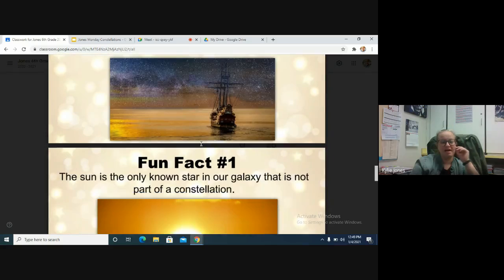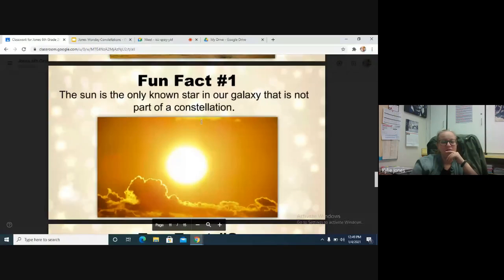And then fun facts. The sun is the only known star in our galaxy that is not part of a constellation. So the sun is actually a star. It's the brightest star, as far as I know, not connected to any sort of constellation, though.